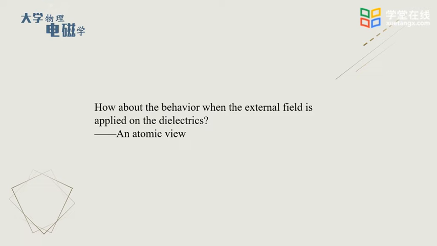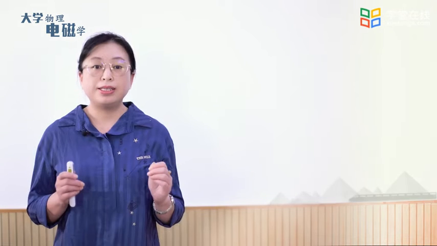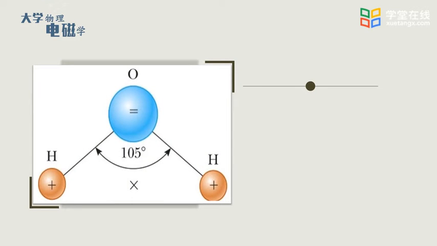Let's explore it from an atomic view. We start with a water molecule. Please look at this figure showing the geometry of the water molecule. The oxygen atom is bonded to the two hydrogen atoms. An angle is formed between the two bonds. We notice that the center of the negative charge is near the oxygen atom, while the center of the positive charges is located at a midpoint along the line joining the hydrogen atoms, as labeled by a cross.